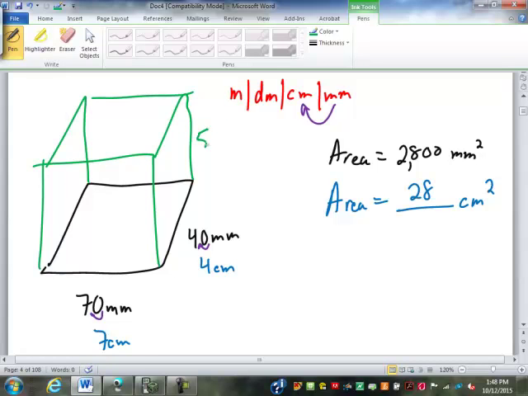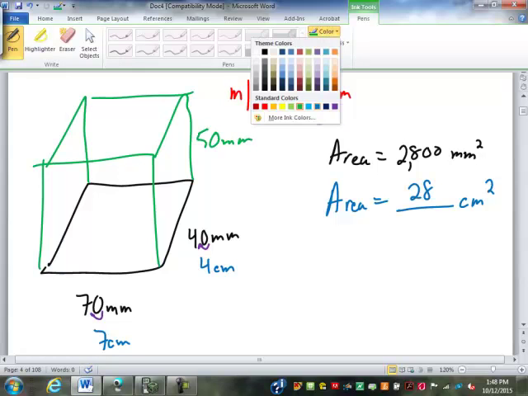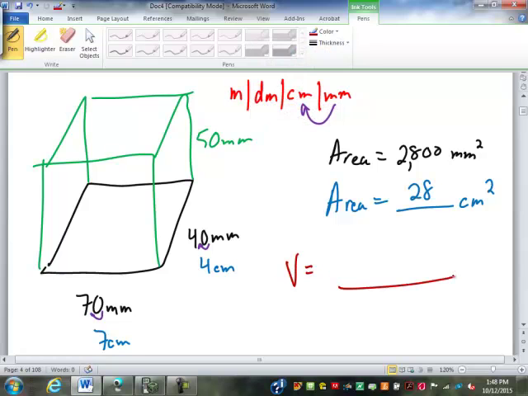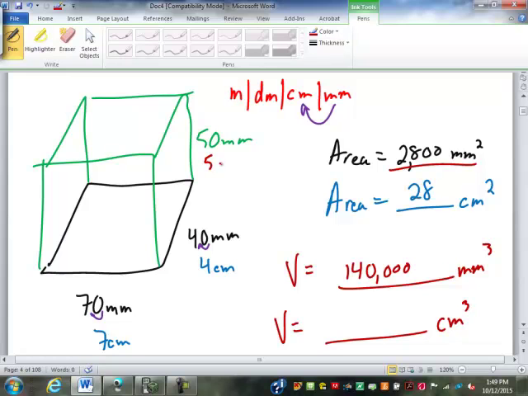So let's say that this is 50 millimeters. What's the volume in millimeters? In millimeters cubed, that's just going to be the 2,800 square millimeters times 50, otherwise known as 140,000 millimeters cubed. What if it's centimeters cubed? Well, this is going to be 5.0 centimeters, right, or just 5, which is going to make it 140 centimeters cubed. So when it's volume, because it's cubed, each spot on the chart is 10 by 10 by 10, or 1,000. So you're moving 3 decimal places.